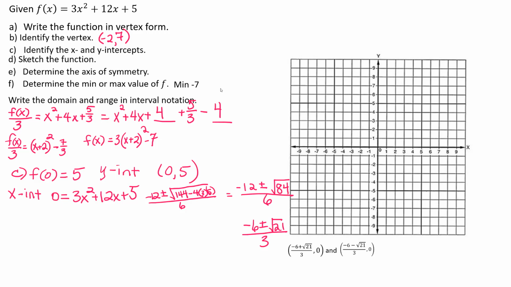And then we want to sketch the function. So we're going to put the vertex and the intercepts, and it's going to look like this. And the axis of symmetry will go right through the vertex, and that is going to be x equals -2. And then the minimum is at -7, and the domain, you can put anything into the equation of a parabola. There are no restrictions. And then the range starts at -7 and goes to infinity.